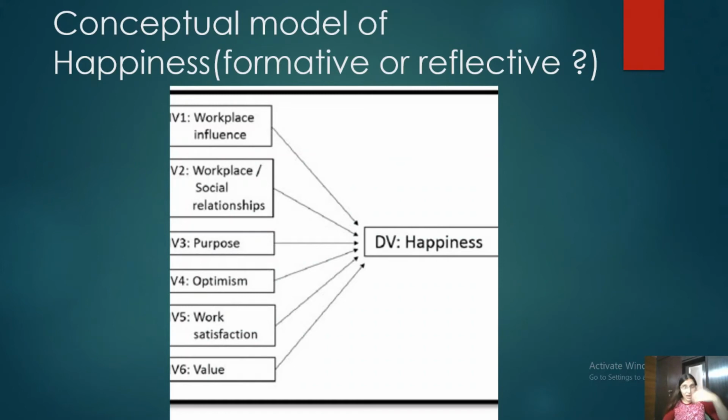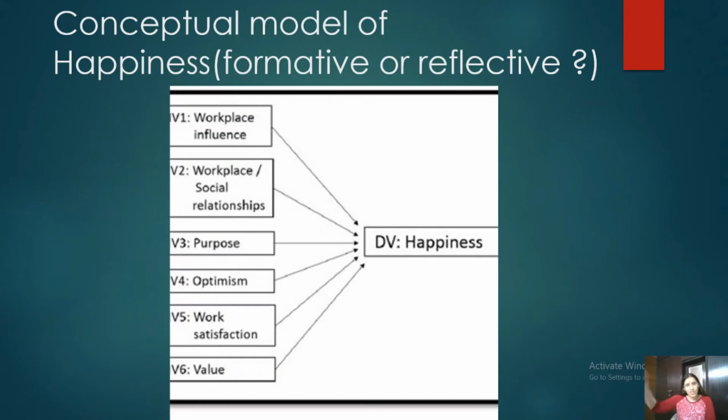Say I want to work on happiness, and these are the IVs I have found. This is a question for all of you, if you have understood how to make a mini conceptual model and what reflective and formative scales are. There's a slide which says that the construct is happiness and the IVs are affecting it. How did I form this model? I formed it through literature review.